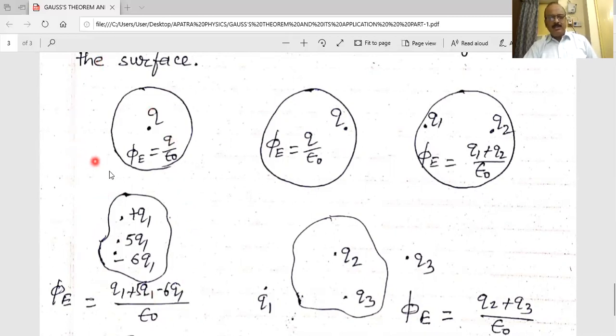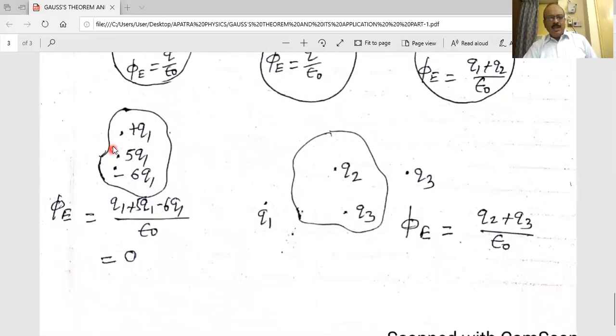The Gaussian surface is always an imaginary surface. Here the total electric flux will be Q divided by epsilon naught. In this figure also it is Q by epsilon naught. It does not matter where the point charge Q is placed. And here the net charge is Q1 plus Q2, therefore the total flux will be Q1 plus Q2 divided by epsilon naught. Here let us suppose plus Q1, plus 5 Q1, minus 6 Q1. Therefore the net charge is 0, and the net flux passing over this surface is 0.